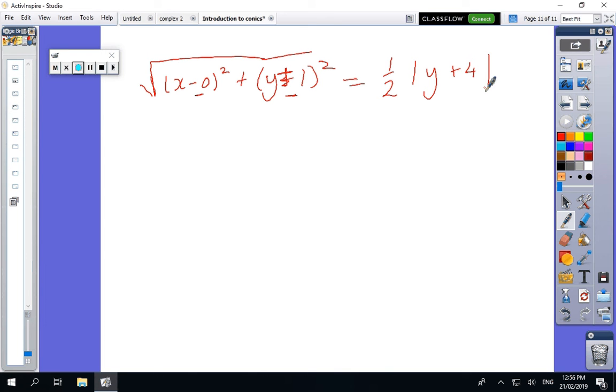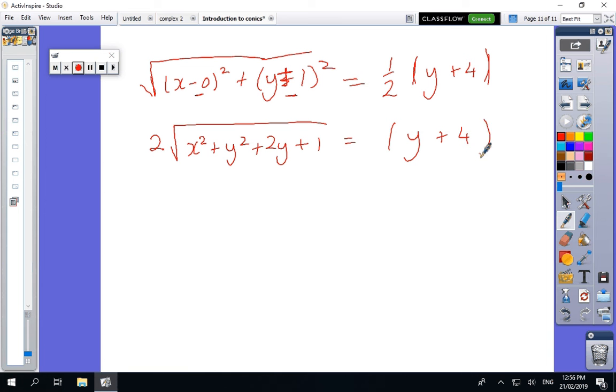And when we rearrange this, we can get 2 outside of x squared plus y squared plus 2y plus 1, just expanding what's inside, and it equals y, sorry, it should be y plus 4. Okay, so now we get to get rid of the square root. If we get rid of the square root, we're going to square everything else.